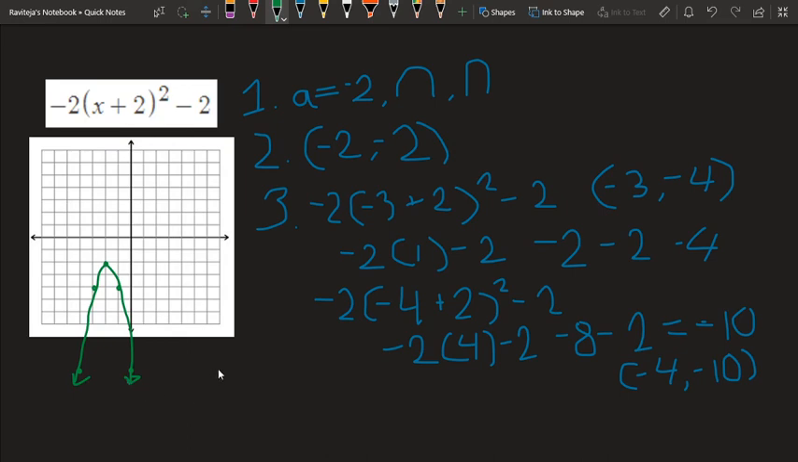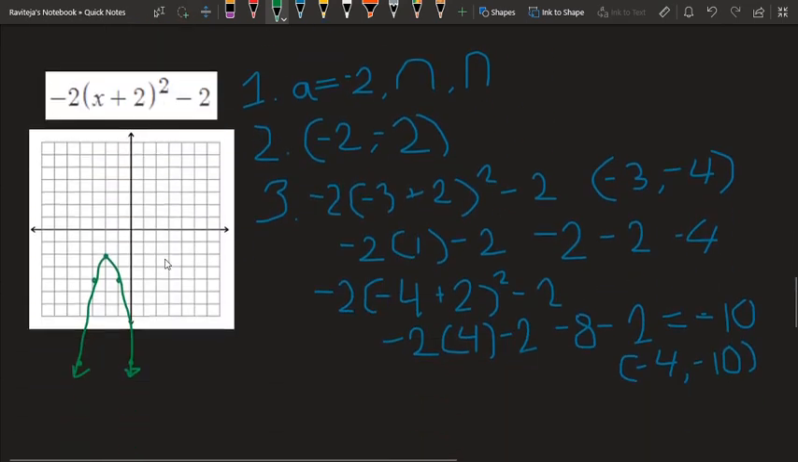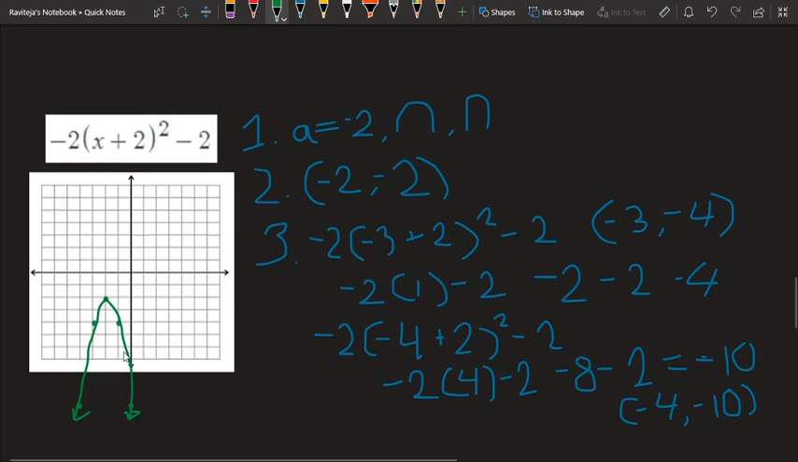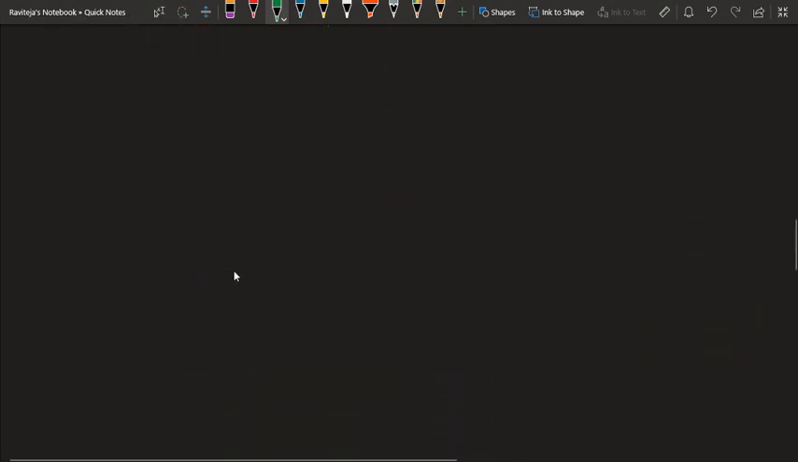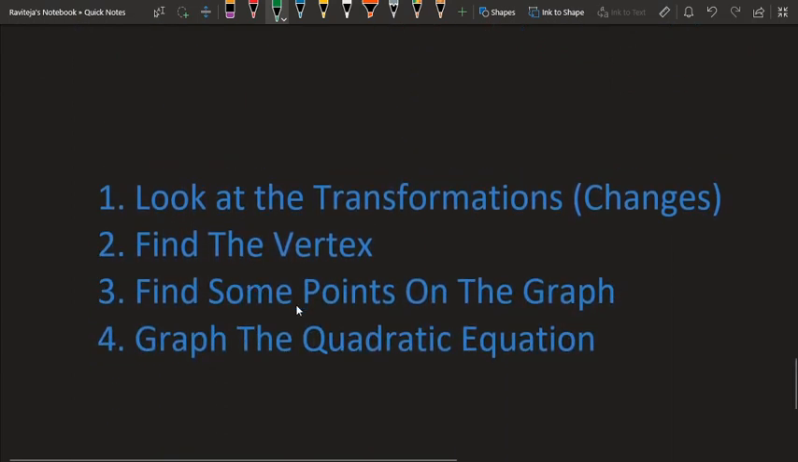Now, let's go over something real quick before we end today's lesson, and it's the shape of the graph. Notice how this graph is a little narrower than the other graph, and that's because of the a value. Since a is -2, there is a vertical stretch, and that's why this graph is narrower than the graph in our first example.